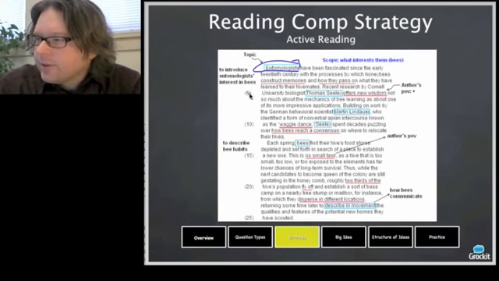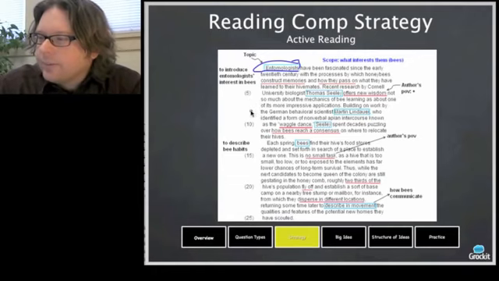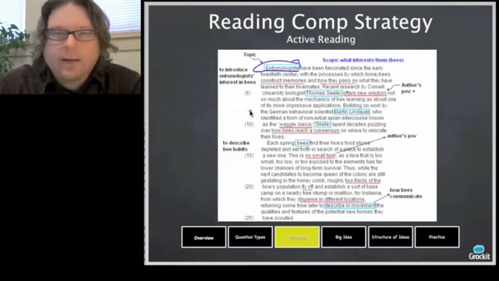"Recent research by Cornell University biologist Thomas Seeley offers new wisdom not so much about the mechanics of bee learning as about one of its more impressive applications. Building on work by the German behavioral scientist Martin Lindauer, who identified a form of nonverbal apian intercourse known as the waggle dance, Seeley spent decades puzzling over how bees reach a consensus on where to relocate their hives."